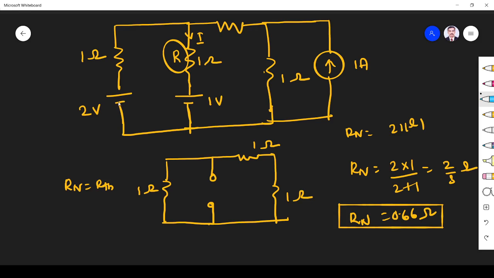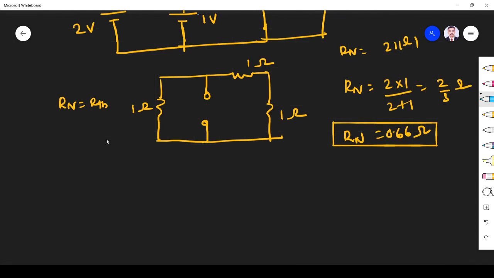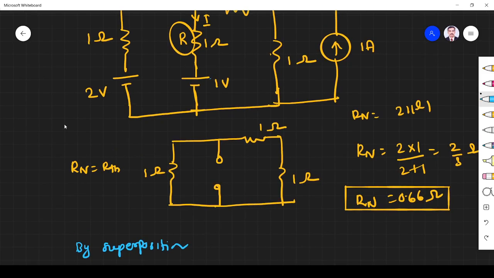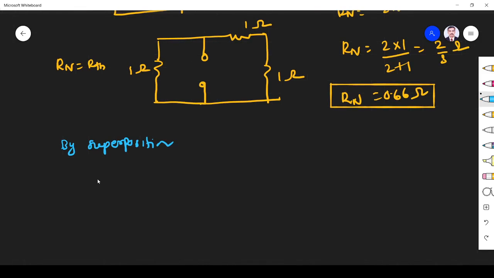First I keep this source and find the current flowing through this resistor, then I keep this, then I keep this. Okay, so apply the superposition theorem. By superposition, first I keep one source active and the remaining sources inactive. Okay, so what will happen? I keep only this 2 volt source active.